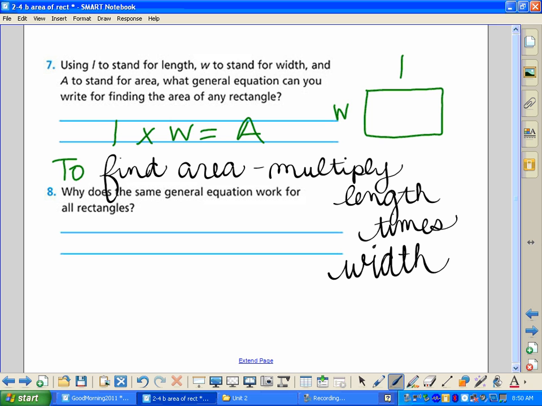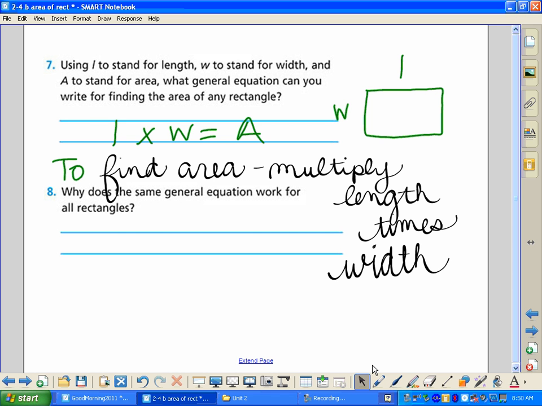Any questions on how to find the area? To find area, what do we need to do? What do we just say? We need to do L times W equals area. Okay, so what operation did I do to find the area? Multiply. So when I find area, I need to multiply.